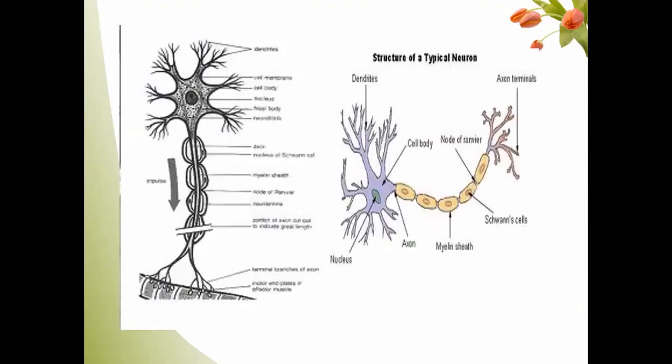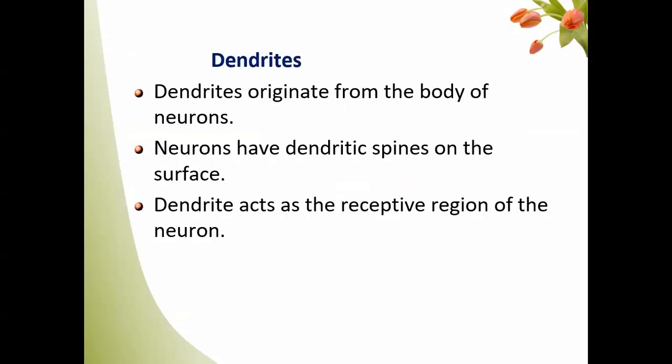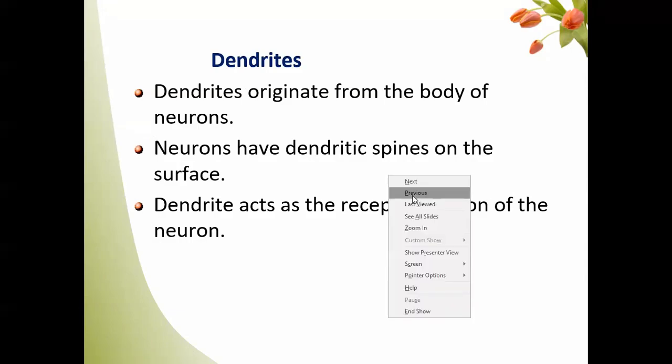So this is the structure of a typical neuron. It may come in the mid-examination. You may be asked to draw the neuron and describe the parts and write the functions of all the parts. So dendrites originate from the body of the neuron, and the neurons have dendritic spines on the surface, and dendrites act as the receptive region of the neuron. The last point is very important. Dendrites are the receptive region of the neuron.